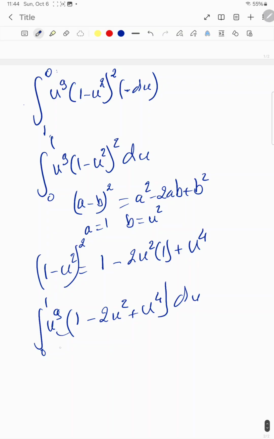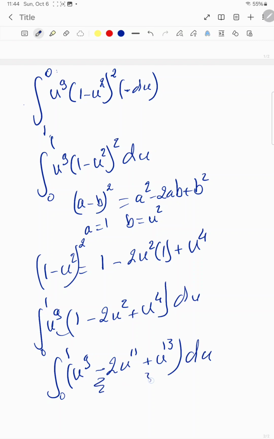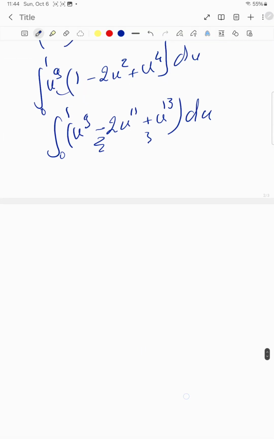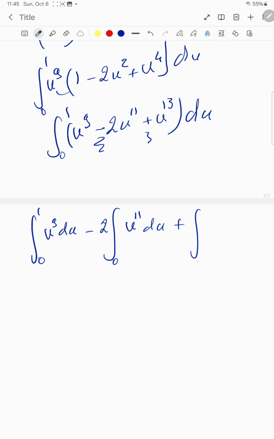So I have to multiply u to the power of 9 with my parentheses. It becomes the integral from 0 to 1 of u to the power of 9 minus 2u to the power of 11 plus u to the power of 13, all that du. And because I have minus and plus, I can divide that integral into many integrals. So it becomes the integral from 0 to 1 of u to the power of 9 du, minus 2 times the integral from 0 to 1 of u to the power of 11 du, plus the integral from 0 to 1 of u to the power of 13 du.